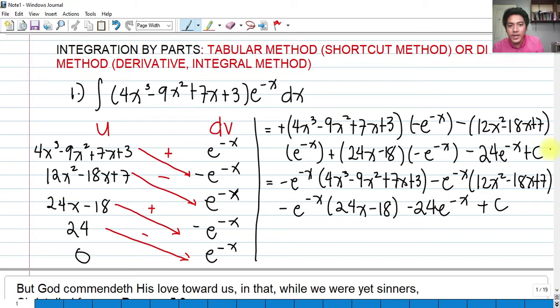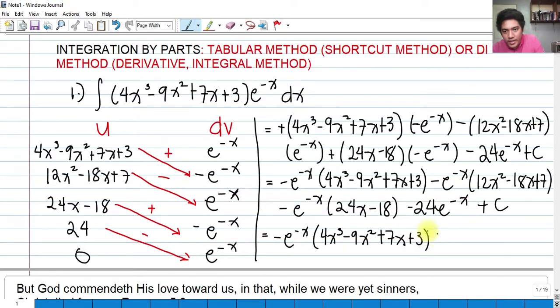So what will happen here? I can factor out negative e raised to negative x. If I factor that out, negative e raised to negative x, that would be 4x cubed minus 9x squared plus 7x plus 3.